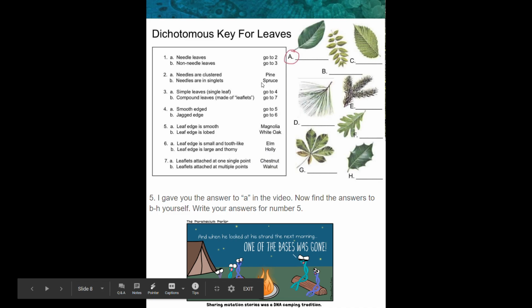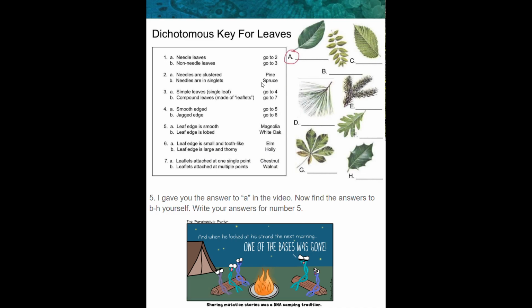Okay, dichotomous key. This is one of my favorite things to do in bio, just because I feel like a dork getting to jump through it and have fun jumping through it. So here's what I'm going to do. I'm going to give you A, okay? I'm going to work you through how to get there, and then you're going to find the answers to B through H for the fifth question that I'm giving you, okay? So I'll work you through how to get A.